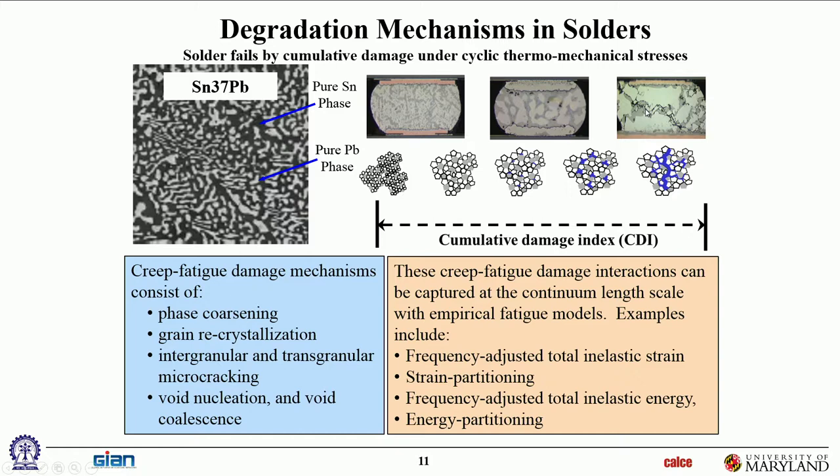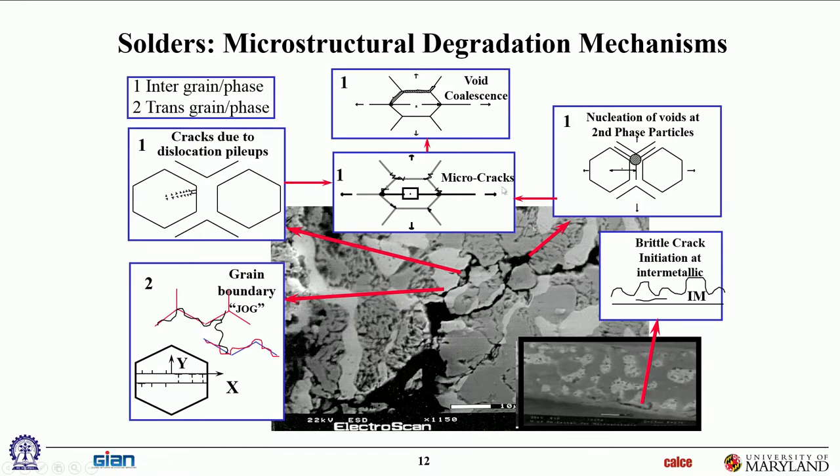People do that, as I said, in the nuclear industry, in the aerospace industry, for other high temperature superalloys. We have to do that for solders. There are several ways of doing that. We'll talk about one or two methods. I'll skip over this one. This talks about all the voids and cracks that are forming, and the details of that.